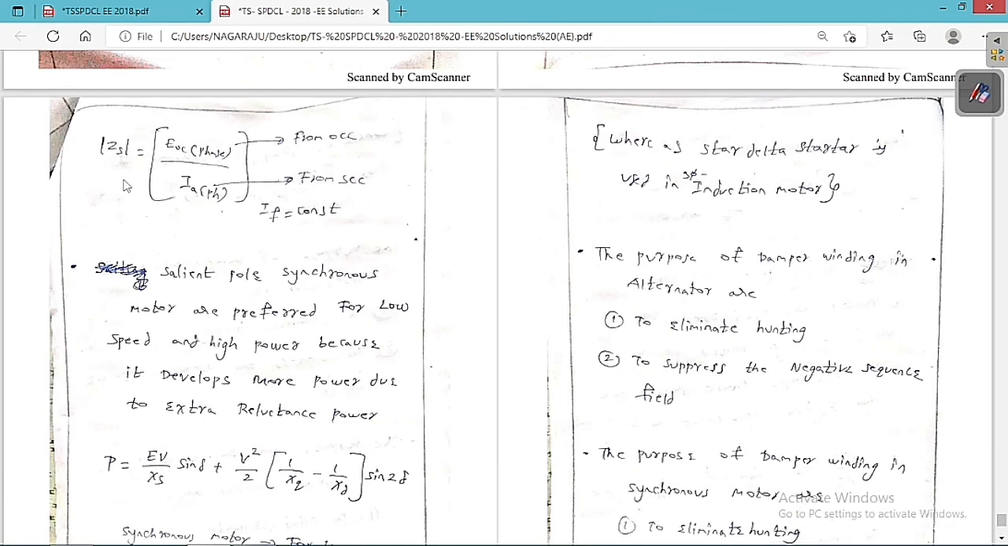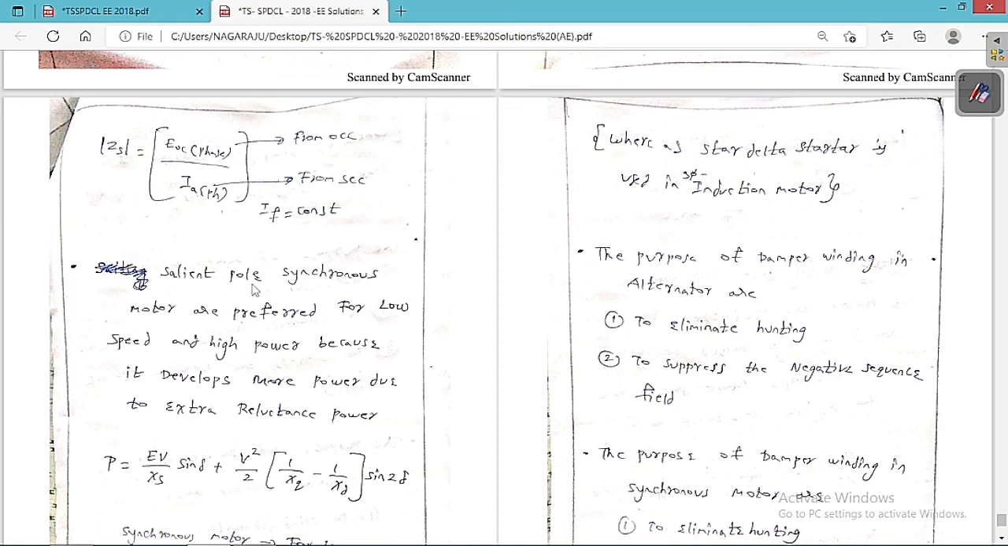As I already told you, the magnitude of the synchronous impedance is the ratio of the open circuit phase voltage to the short circuit armature current. These are the per phase values. This we get from the OCC graph, and this we get from the SCC graph. At a constant value of IF, we have to take the ratio of these 2 things.